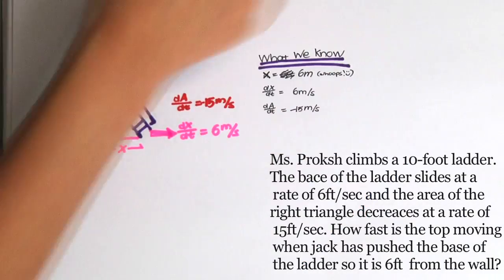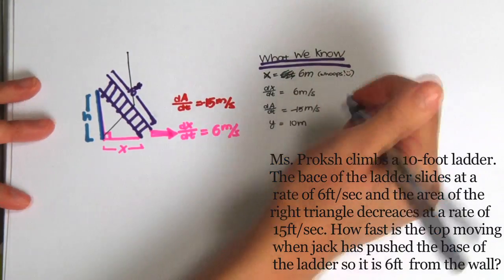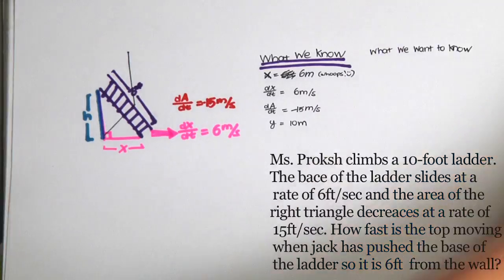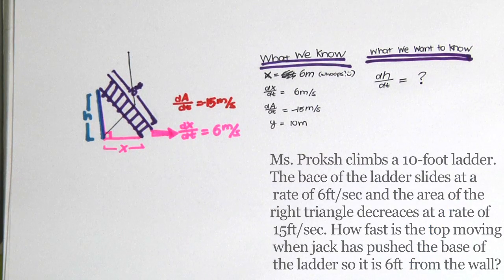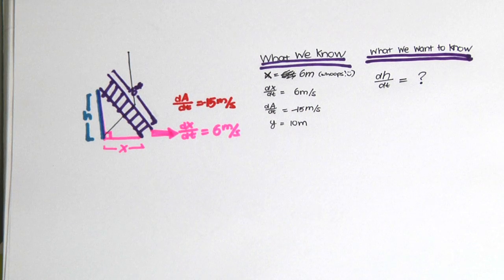Since it is a 10-foot ladder, we know that this side of the ladder, or the hypotenuse of the right triangle, is equal to y equals 10 feet. We can call the distance between the top of the ladder and the floor h. So what we're trying to do is find dh/dt, or the rate that h changes with respect to time given all the above information. Clearly, we need to relate the quantities x and h. We can do so using the Pythagorean theorem, as they are both sides of a right triangle. x squared plus h squared equals 10 squared, or 100.